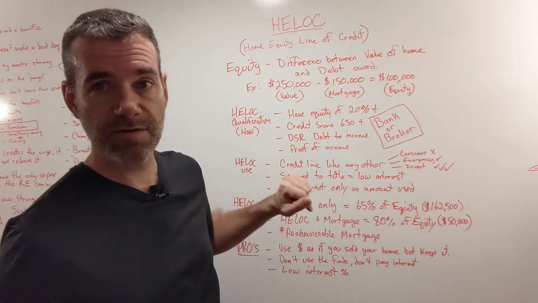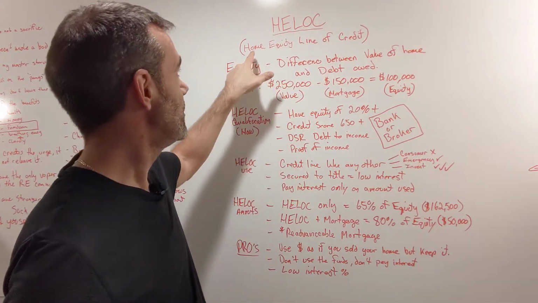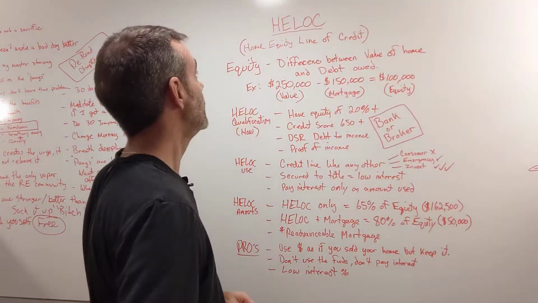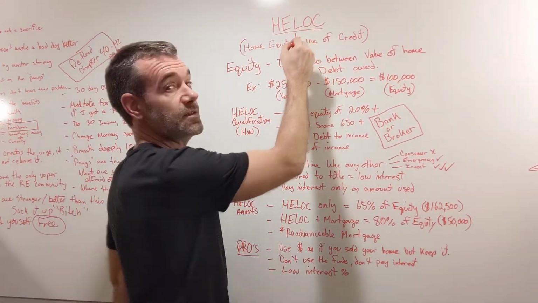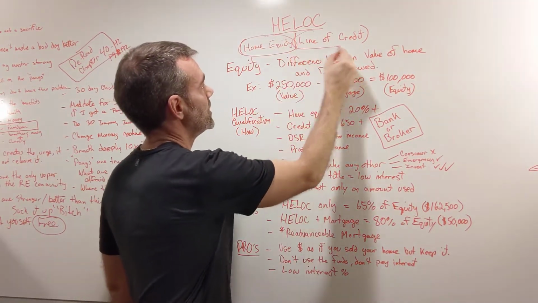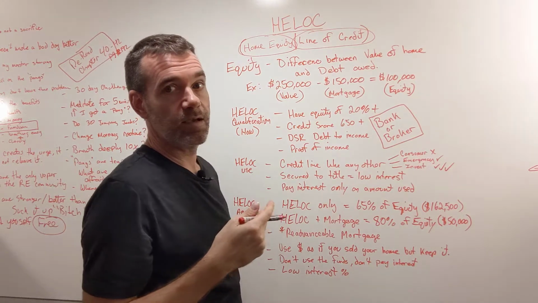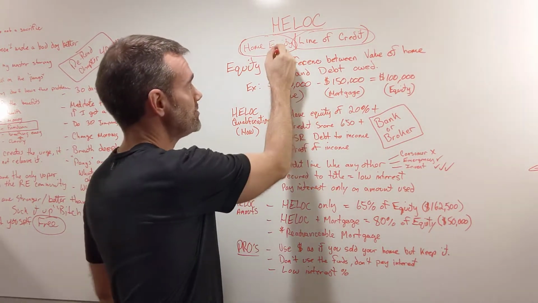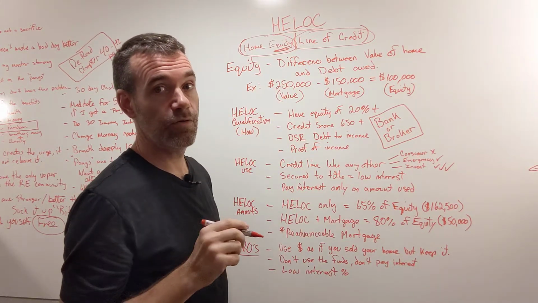So HELOC, it's an acronym. What does it stand for? Home Equity Line of Credit. Essentially it's two components: the home equity and the line of credit. It operates like an unsecured line of credit, or kind of like a credit card, but it's based on the equity that you have in your home.